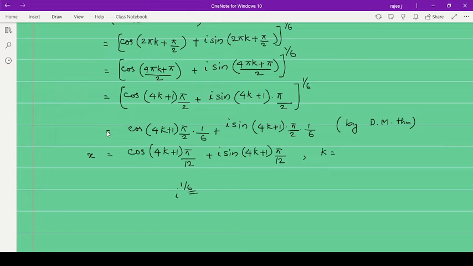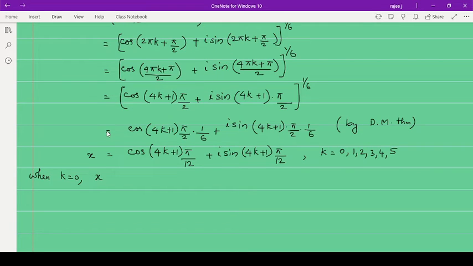So k is from 0 to 5: 0, 1, 2, 3, 4, 5. We know if it is x raised to 6, you will have 6 values for that, 6 solutions you will get. See, 1, 2, 3, 4, 5, 6. So when k equal to 0, 1, 2, 3, we have to find out. When k is equal to 0, each value you have to put now.